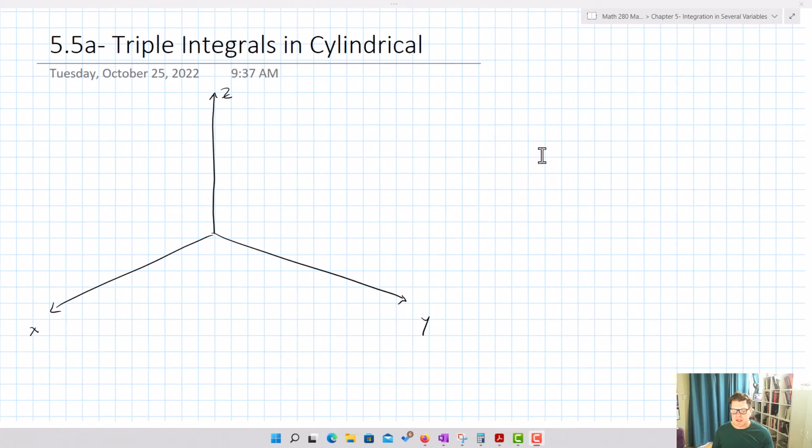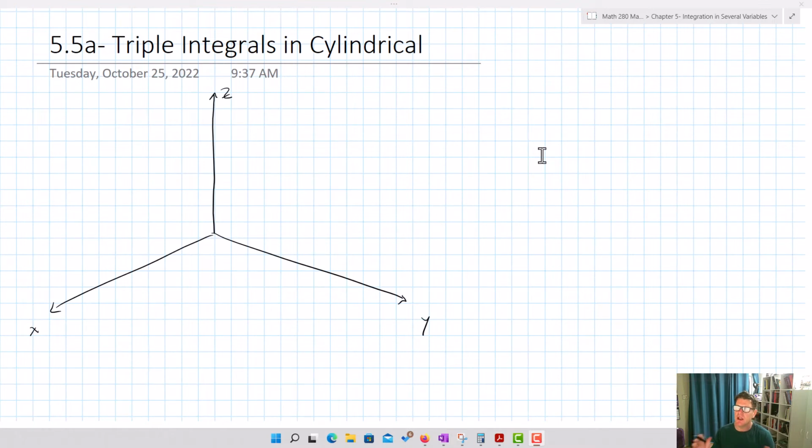All right, so now what we're going to be doing is we're going to talk about triple integrals, but we're going to be changing our coordinate system. So we're going to be looking at triple integrals in cylindrical, starting with that, and then a little bit later we're going to be looking at triple integrals in spherical, except for the fact that that's going to be on a different video, right? Because I kind of want to separate the two and think about the two differently.